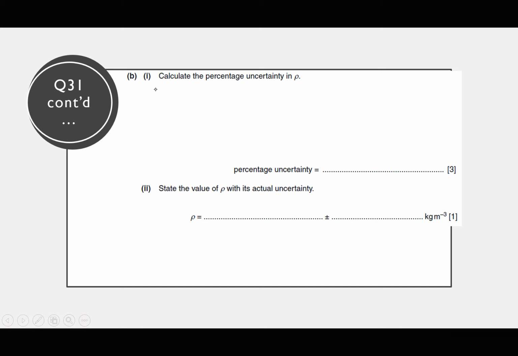We have already seen that the density is equal to 4m divided by pi d squared times the thickness h. So the percentage uncertainty in density is equal to percentage in mass plus twice percentage in diameter, ignore 4 and pi, plus percentage in the thickness. Since they have given us absolute values, we just substitute.